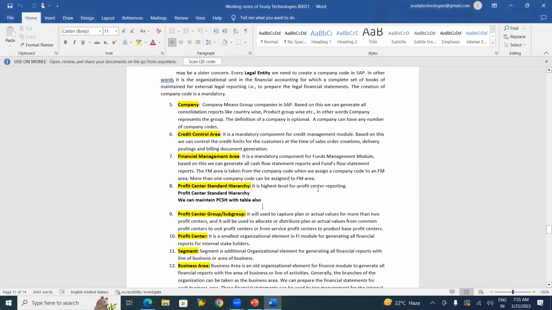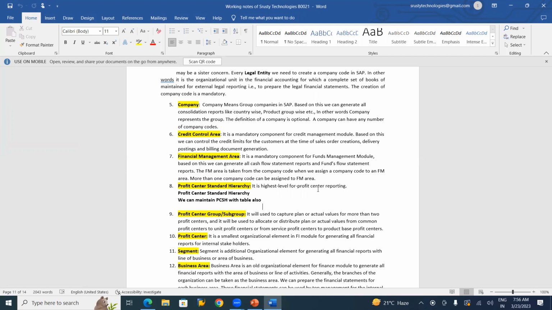Means, for example, sometimes we will plan and we will distribute. That is not an actual distribution, so we will only plan. For example, 1 lakh I want to utilize for the corporate profit center. Out of 1 lakh, for example, 3 profit centers are there. So whatever corporate we have allocated, that should be distributed. For example, 50,000 for profit center 1, 20,000 for profit center 2, and 30,000 for profit center 3.